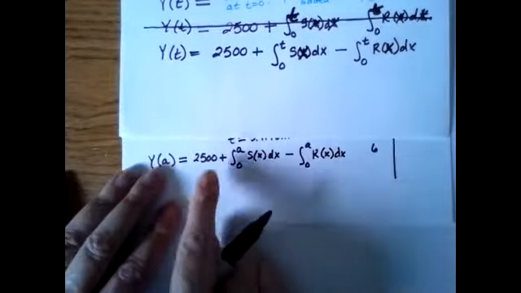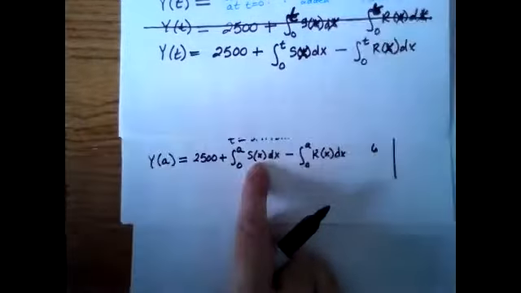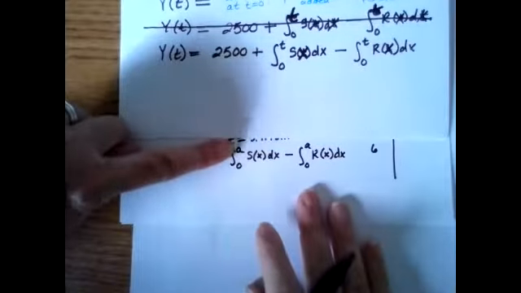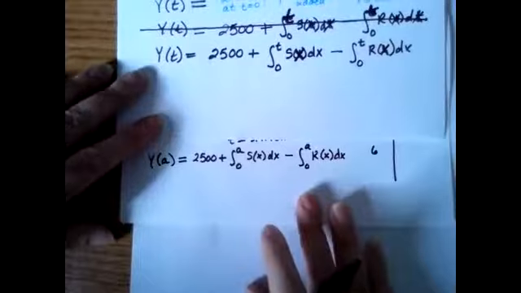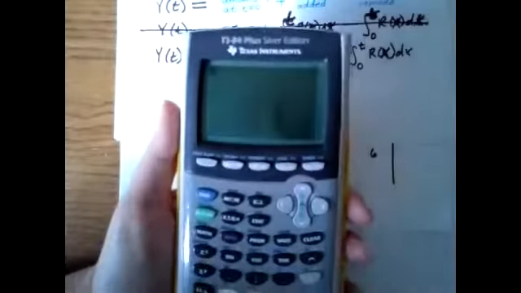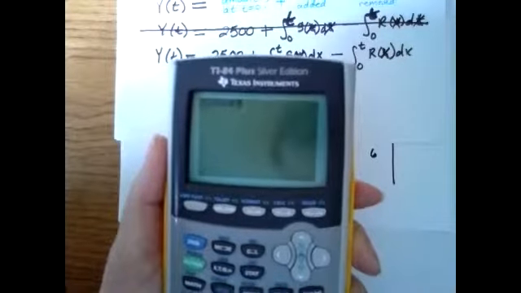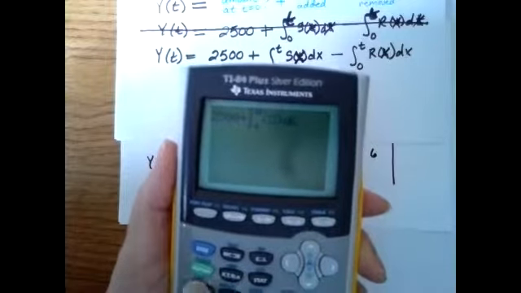Okay, so just remind you, 2,500 is what we started with. We're accumulating an amount of sand being added in, so we integrate the rate that it's added in from 0 to our time, and then we take out the integral of the rate it was being pulled out from 0 to our same time. Okay, so that's going to go in a calculator. I'm going to do it all at once. I'm going to go with the 2,500 plus math 9 for the integral from 0 to A.